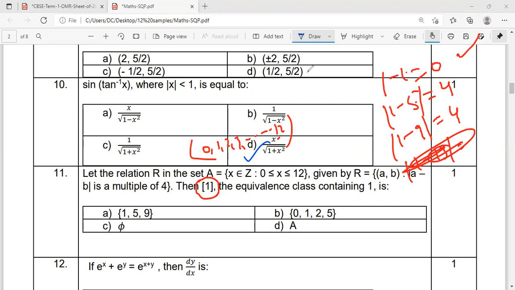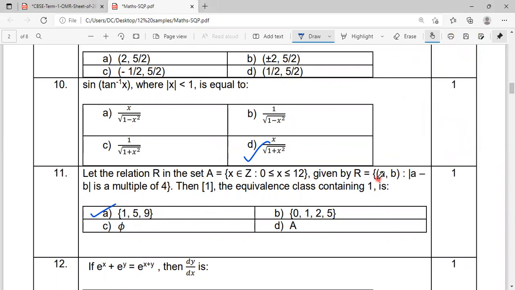So we have these numbers which belong to the equivalence class of this. It means if you take A as 1, B as 1, 1 minus 1, yes. If you take A as 1, B as 5, then you have 1 minus 5, yes, a multiple of 4, and so on. With other numbers, you will not get a multiple with 1. With 1, you will get only these 3 numbers, which when subtracted give a multiple of 4.